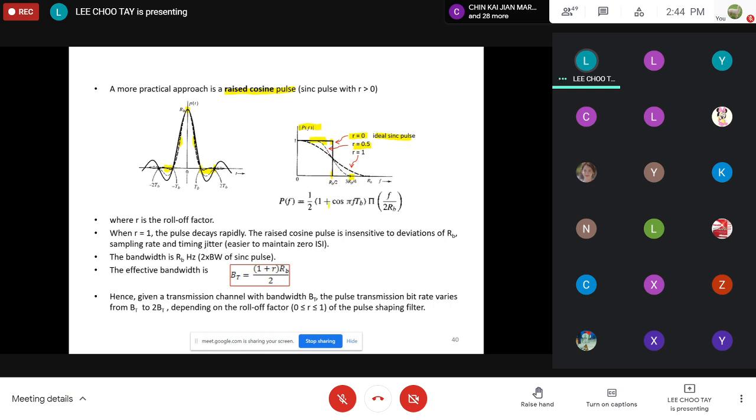This will take up 3RB over 4. And if you use a raised cosine pulse with a roll-off factor R equal to 1, you can see the roll-off is even slower, and the bandwidth is going to be RB.